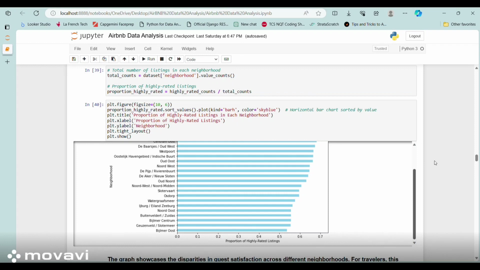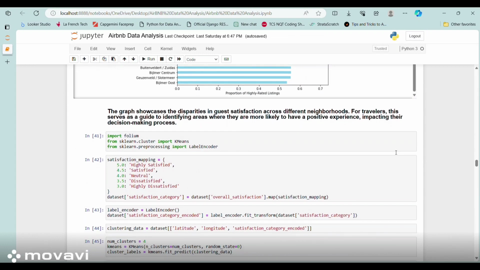On the other hand, for potential hosts, identifying areas with lower guest satisfaction may represent opportunities for improvement and differentiation in the market. It's a valuable insight for hosts looking to enhance their guest experiences.